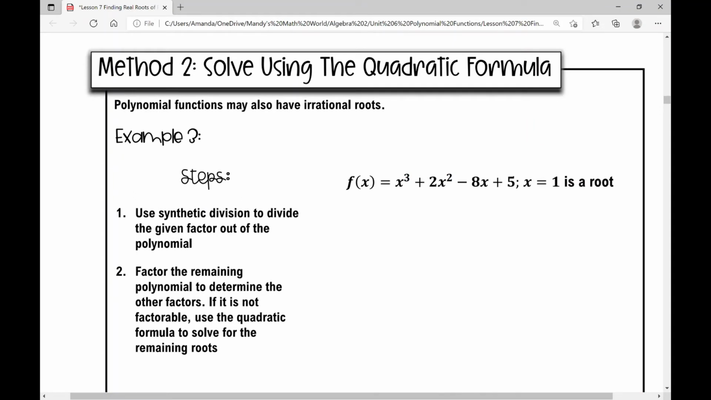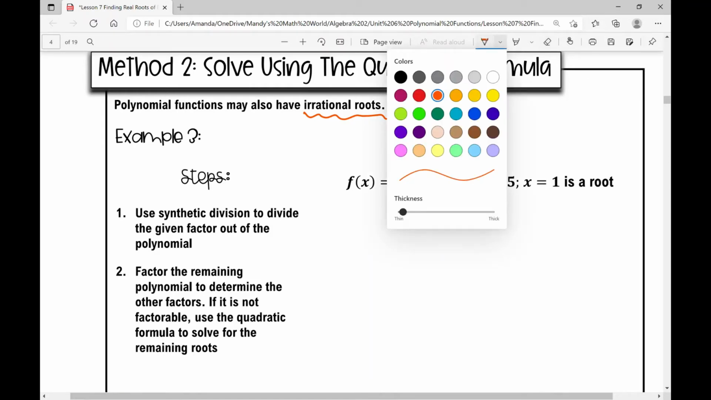So polynomial functions may also have irrational roots, right? What do we know about rational numbers? We know that rational numbers are any number that can be written as a fraction. Well, what are irrational roots? Those are roots that might contain a square root of a number that is not a perfect square. Or you'll have decimals that never end and never repeat, like these right here. The square root of 32, if I converted it to a decimal, never ends and never repeats.